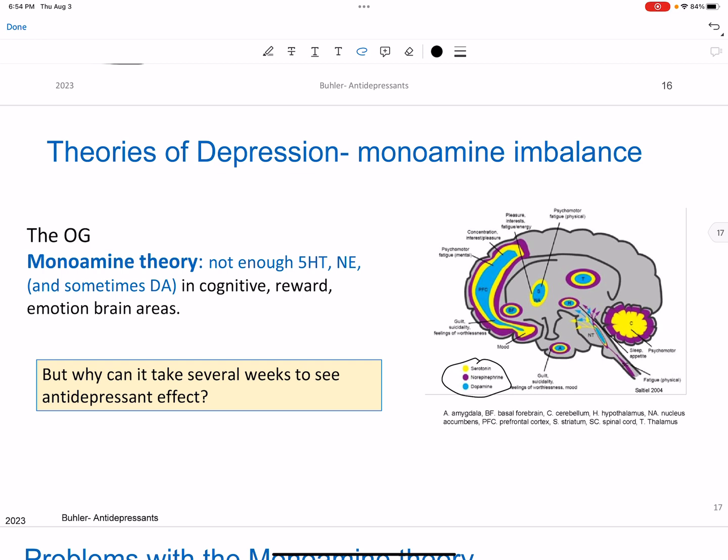And so when we talk about not having enough of a neurotransmitter, you don't just not have enough in every area of your brain, because every neuron and tissue type is expressing differently. It's under different control. So if we're talking about not having enough serotonin for depression, we're saying, oh, you don't have enough in your cognitive regions, your reward regions, or your emotion regions. That doesn't mean you don't have enough serotonin somewhere else.